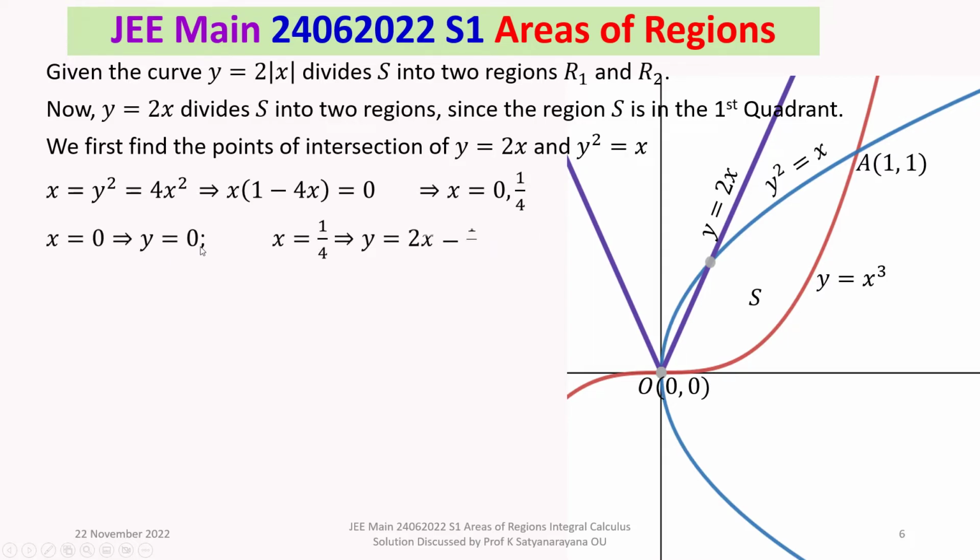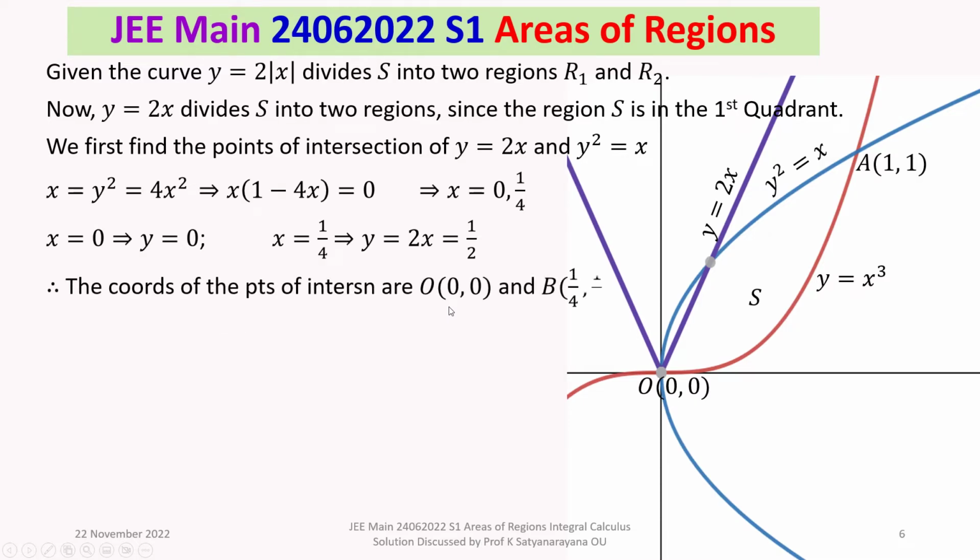When x = 0, y = 0. When x is 1/4, y = 2x, 2 into 1/4, that is 1/2. So what is the point of intersection? The origin (0, 0) and (1/4, 1/2). So the coordinates of the points of intersection are the origin and B. This is B, the coordinates are (1/4, 1/2).